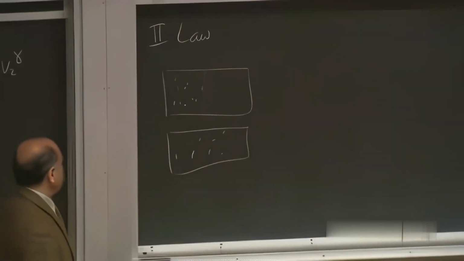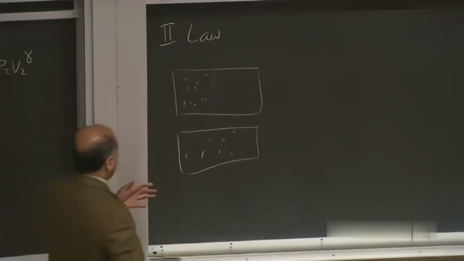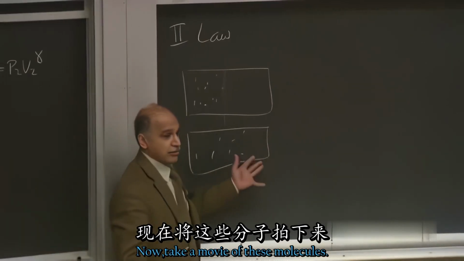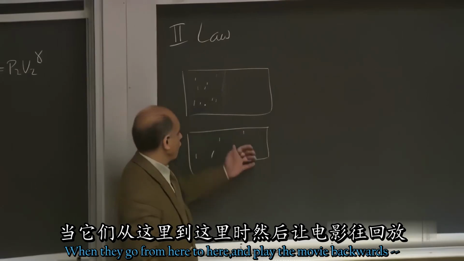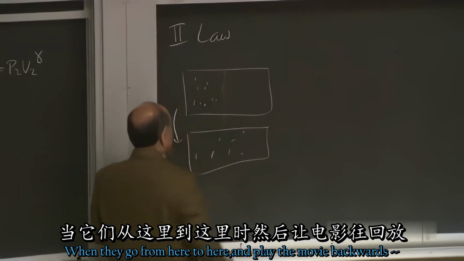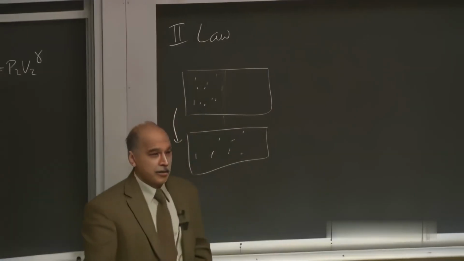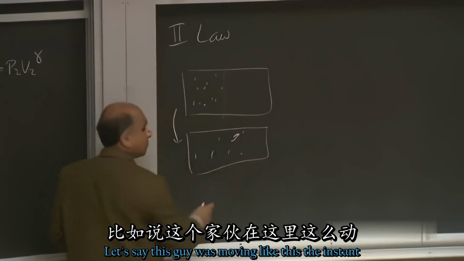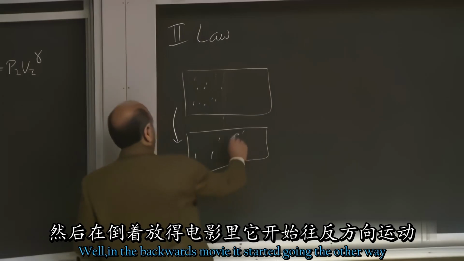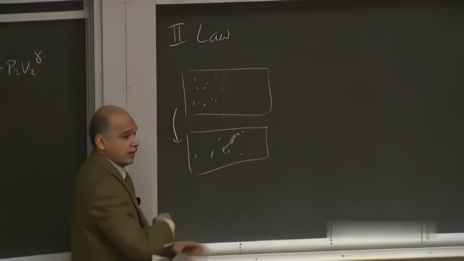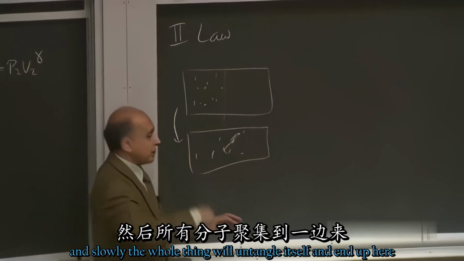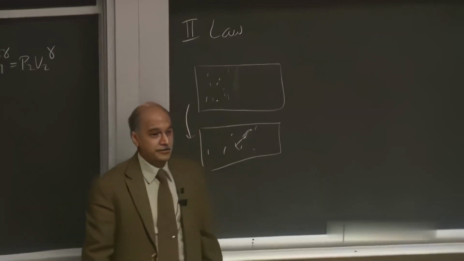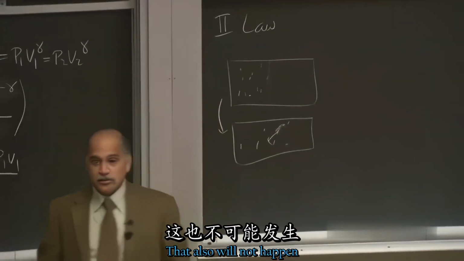Now that's like perfume leaking out of the bottle. Now take a movie of these molecules when they go from here to here, and play the movie backwards. What will happen when you play the movie backwards? Let's say this guy was moving like this the instant you play the movie back. Well, in the backwards movie, it'll start going the other way, and slowly the whole thing will untangle itself and end up here. That also will not happen.